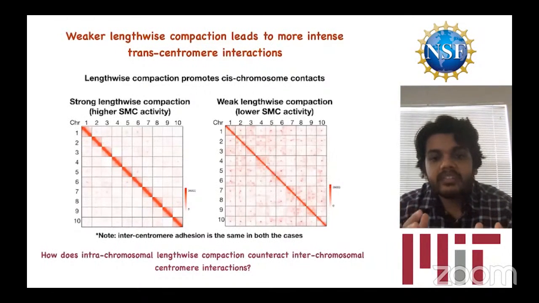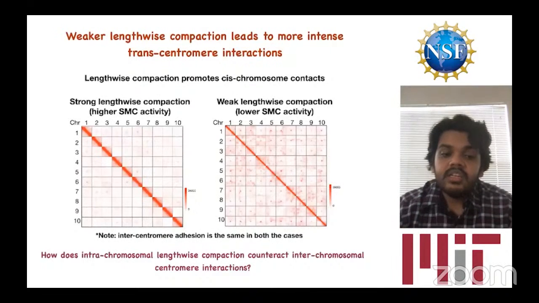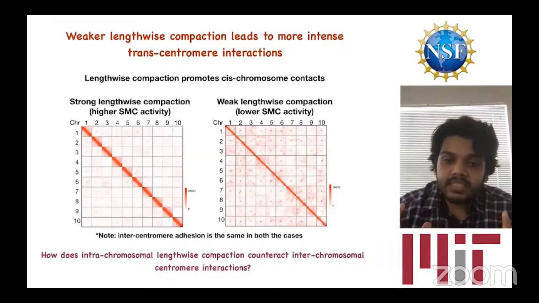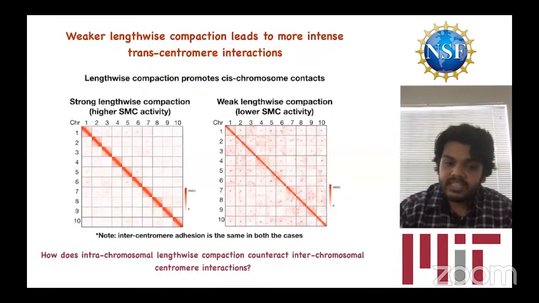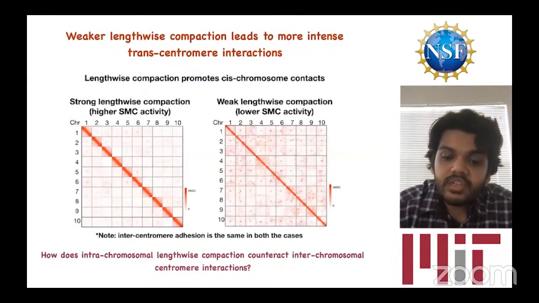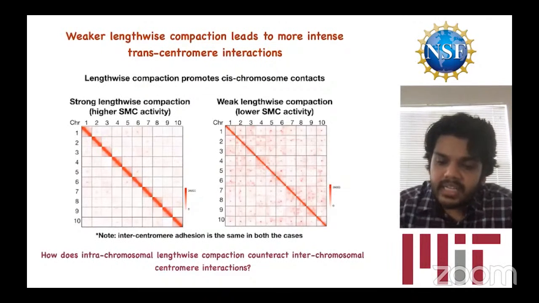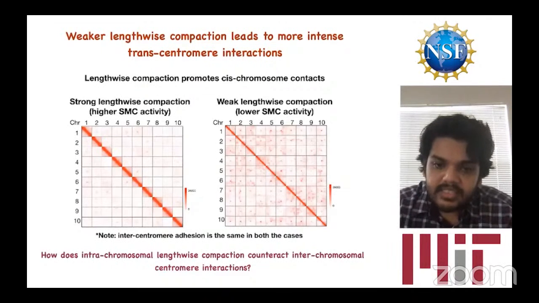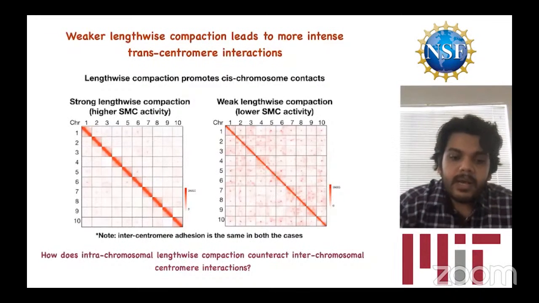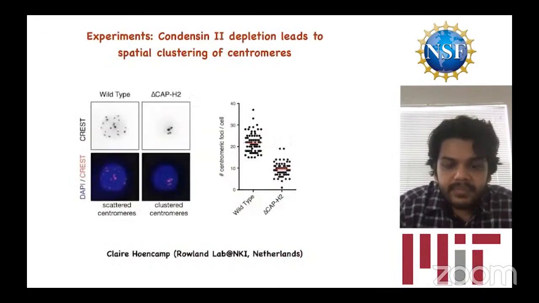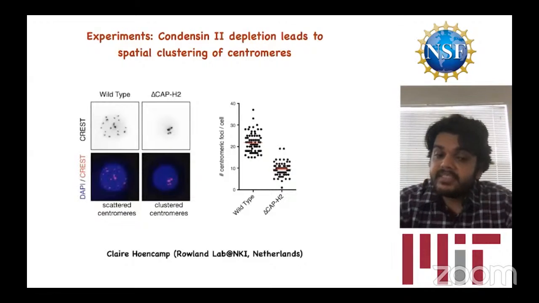So this is somewhat paradoxical: a force field that is constrained within a chromosome, that is entirely an intrachromosomal feature, can modulate interactions that are interchromosomal. And I'll come back to answering this paradoxical behavior. But before that, let me briefly mention that we do see this behavior in experiments as well.